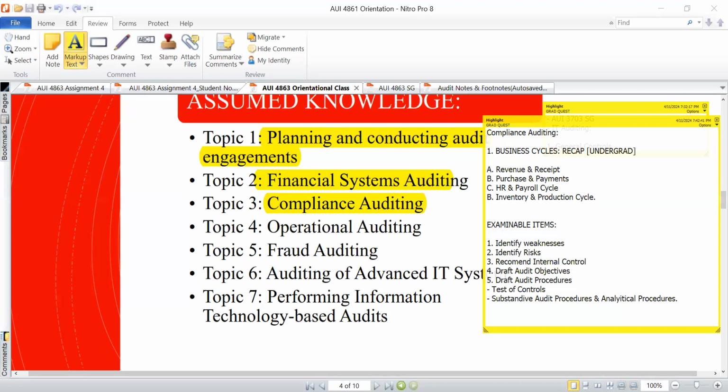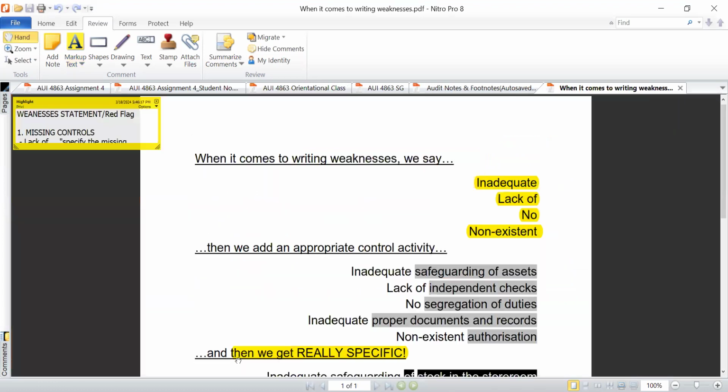I want to show you some of the typical notes when it comes to writing weaknesses. I'm showing this simply because of the question I'm going to deal with today in assignment 4. These are my notes on writing weaknesses, on the basis of the standard blueprint, how they want you to draft your weakness statements. Guys, there are certain terminologies that they expect to see in your weakness statements, and that's what I normally refer to as auditing language.